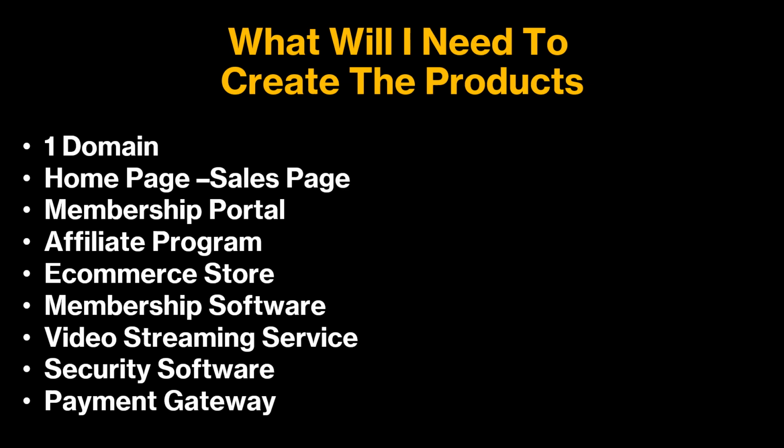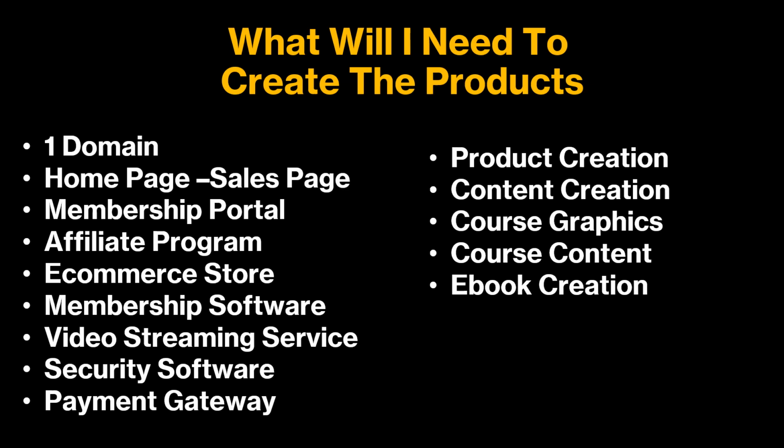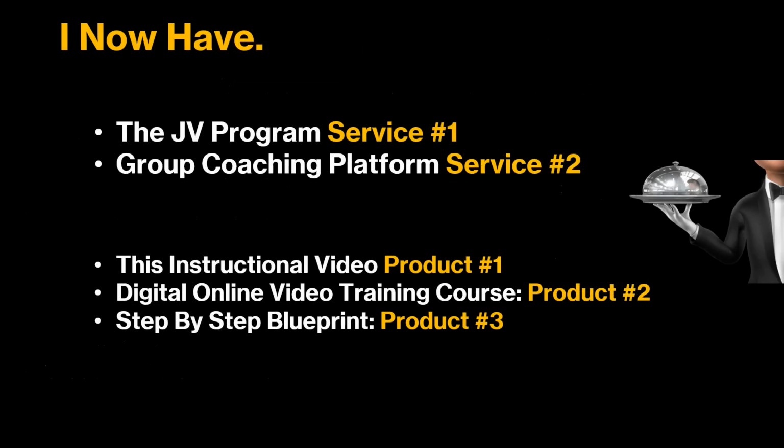So what I'm going to do here is in my website to create these products, I'm going to need a homepage, a membership portal. I'm going to put an affiliate program on it, an e-commerce store, membership software, video streaming service, security software, and even some sales videos on it. And I have to do the product creation, the content creation, the course graphics, the course content. And I want to even create an ebook as one of my lead gens. And that's just to do this. Okay? That's the work part.